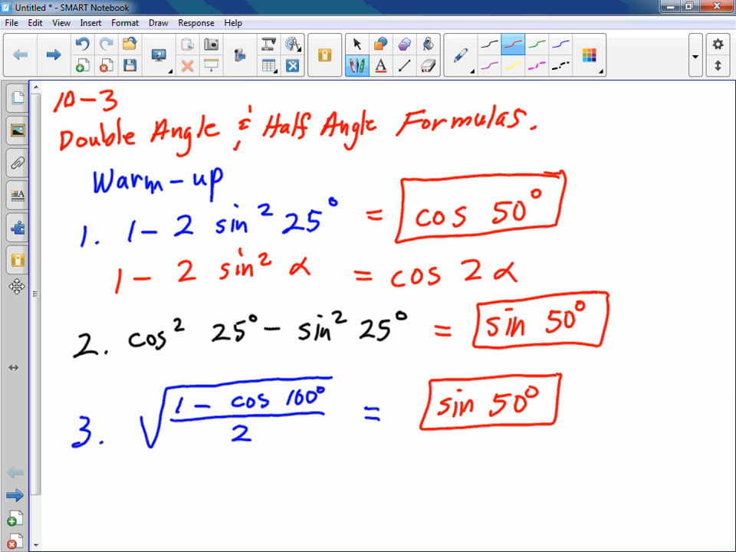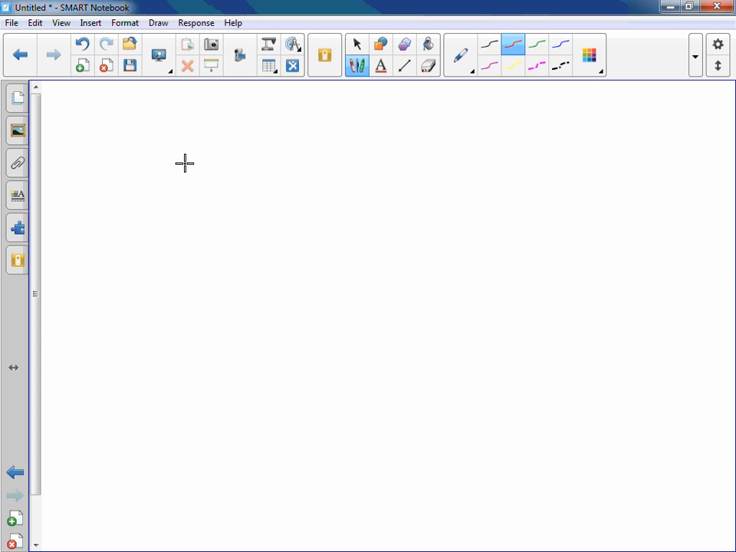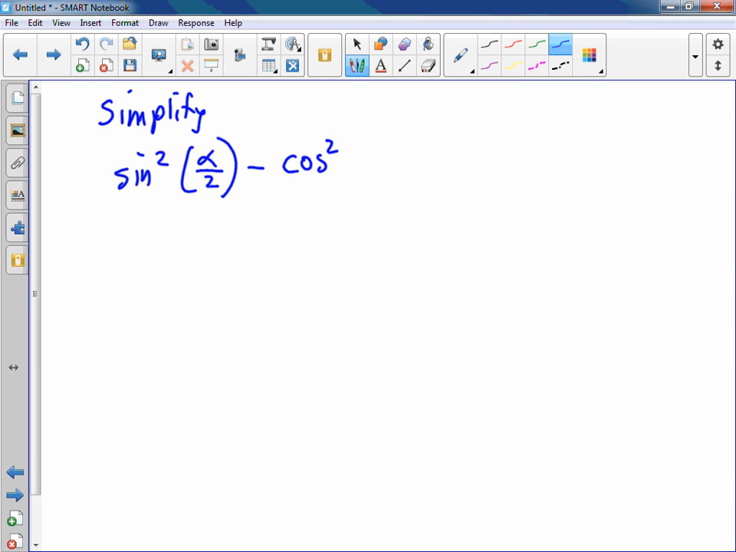All right, now I'm going to start a new page and work a few example problems. Oftentimes you'll start off with something like, simplify sine squared alpha over 2, it's like a half angle to me, minus cosine squared alpha over 2. And again, that's very similar to the one we just saw in the warm-up.